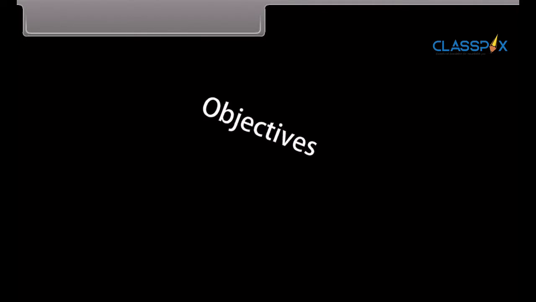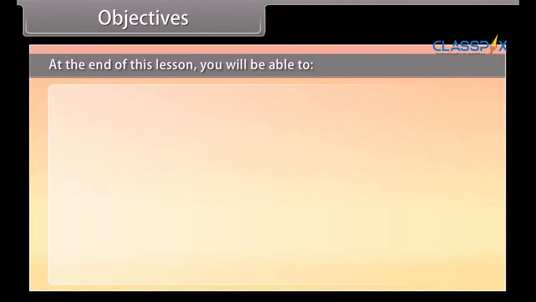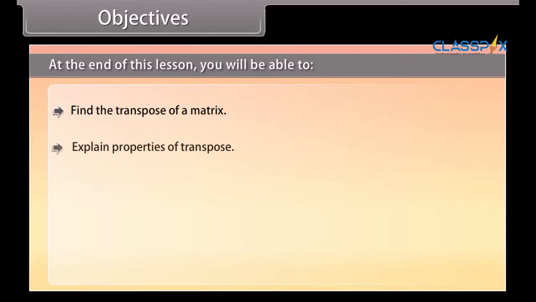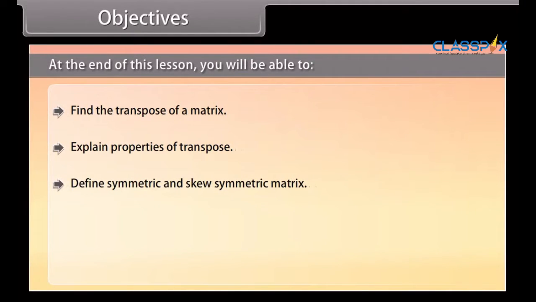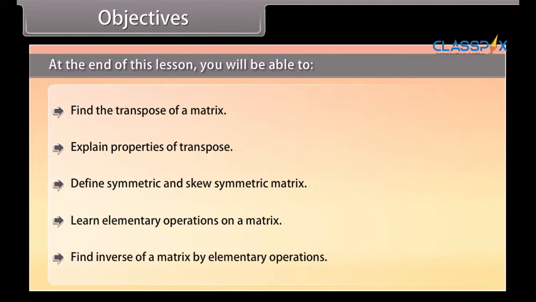Objectives. At the end of this lesson, you will be able to find the transpose of a matrix, explain properties of transpose, define symmetric and skew-symmetric matrix, learn elementary operations on a matrix, and find the inverse of a matrix by elementary operations.